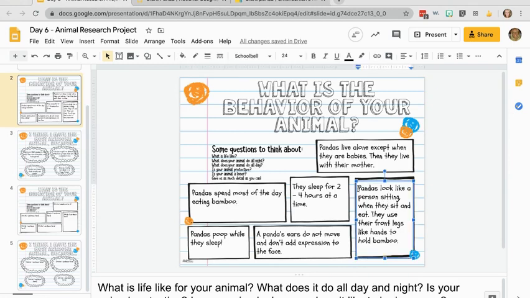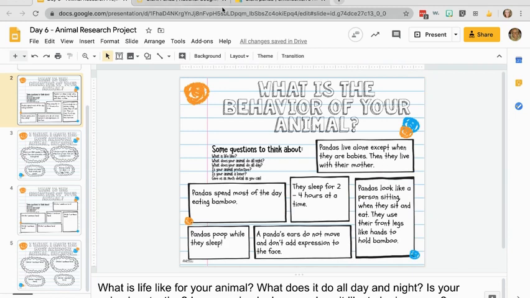Okay, so I'm going to make sure to have an uppercase letter at the beginning of my sentence, and I'm going to type, pandas look like a person sitting when they sit and eat. They use their front legs like hands to hold bamboo. Period. Great. Okay, and I have 2 sentences there, so I have 2 periods and 2 uppercase letters. Okay, I think I'm done with that fact.